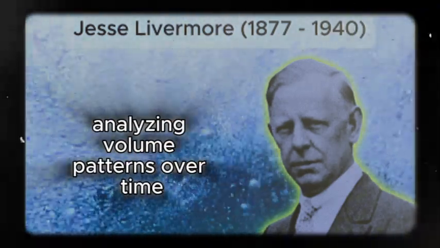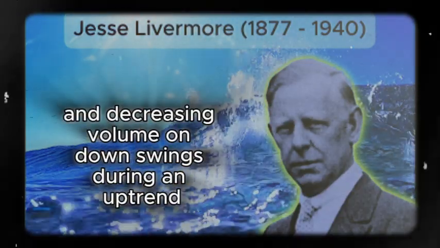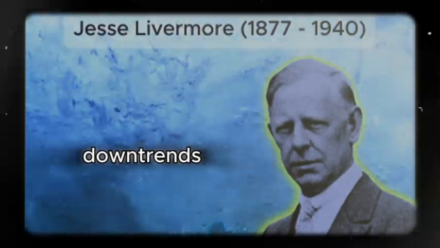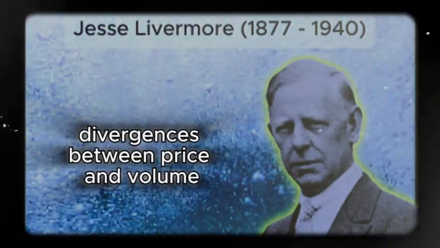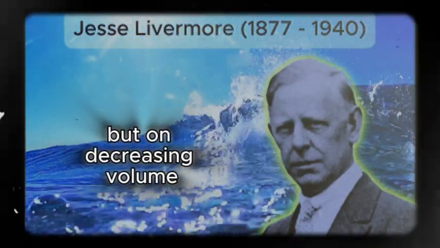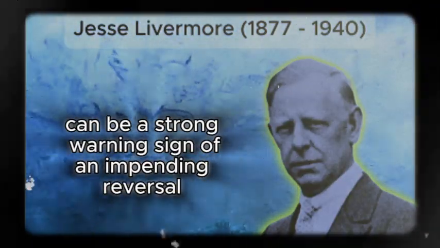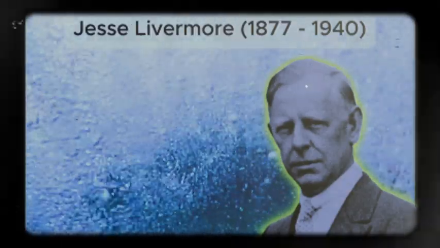Analyzing volume patterns over time, such as increasing volume on upswings and decreasing volume on downswings during an uptrend, and vice versa for downtrends, provides insight into the health of the trend. Divergences between price and volume, for example, prices making new highs but on decreasing volume, can be a strong warning sign of an impending reversal, indicating that the underlying buying pressure is waning.